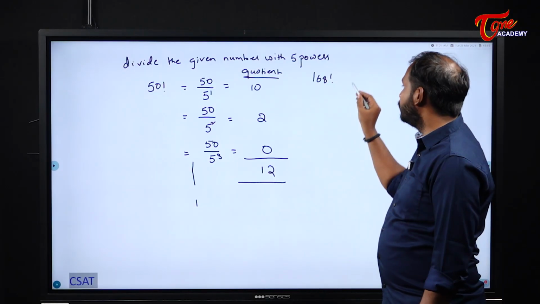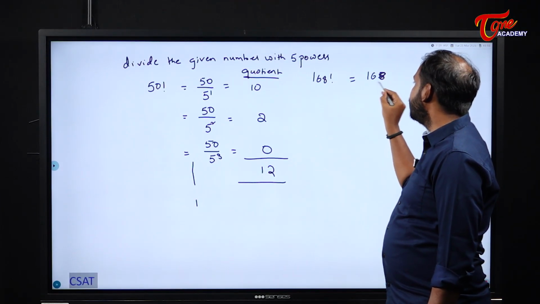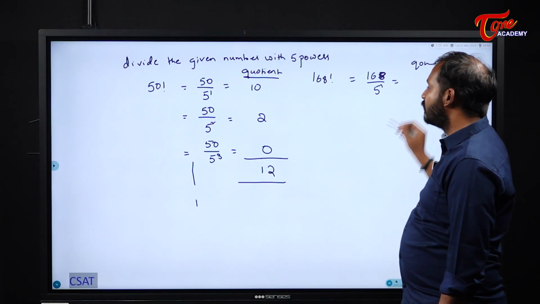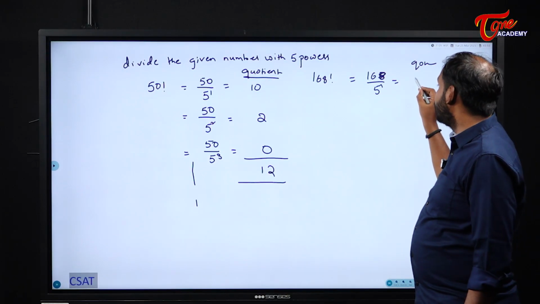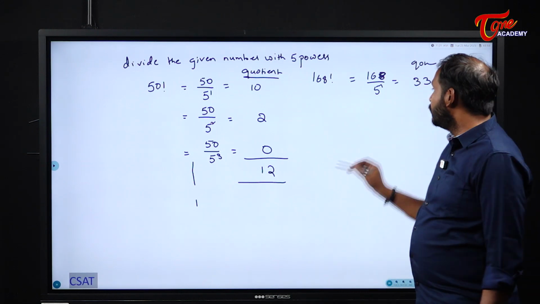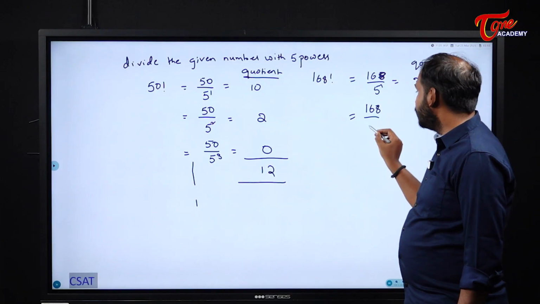168 factorial. So, what will I do? 168 by 5 to the power of 1. So, what is the quotient? Whether it is exactly divisible or not, we will not bother about it. 168 by 5? 33. 33 fives are 165. Next, 168 divided by 5 square.